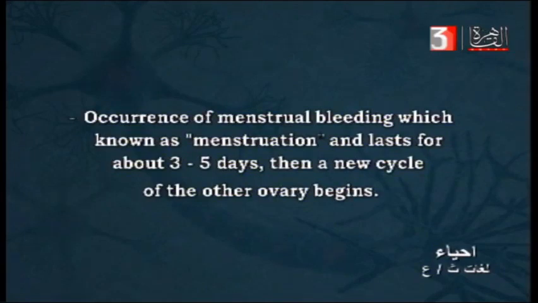Then a new cycle of the other ovary begins. You can know that there is an exchange. The menstrual cycle occurs by exchange between the two ovaries, right and left ovary. The exchange between the two ovaries, right and left, happens each month.